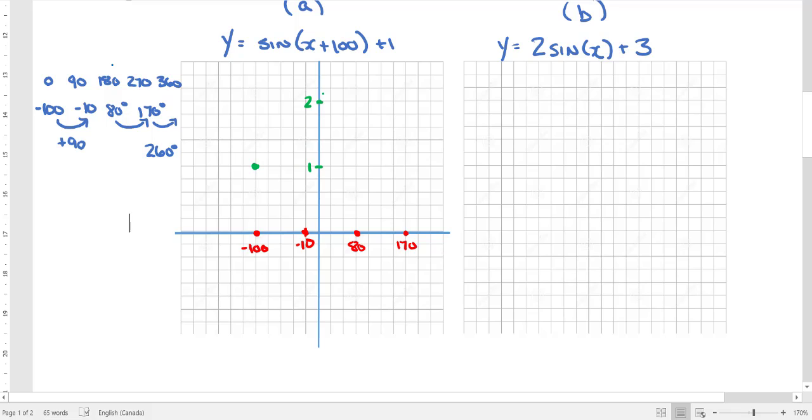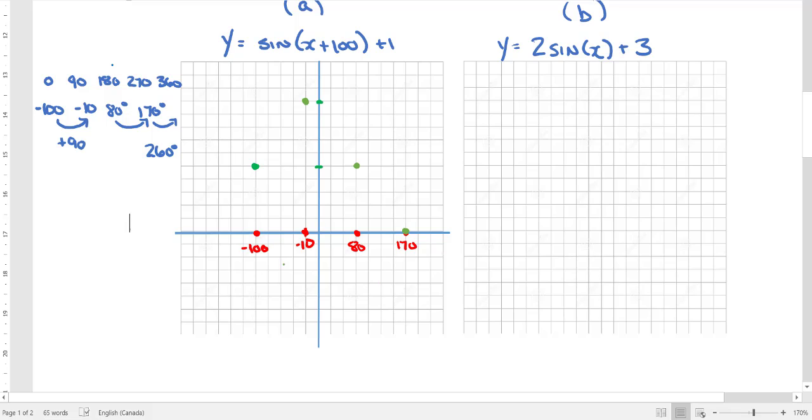I should use a different color. Maybe I'll just recolor this one, this red, just so it's a little bit easier for you to see. Okay, my next one is going to be up here. Oh, I have to go back to green. Up here at 2. And then my next one is going to be going back down to here. And then I'm going to go even further down to here.